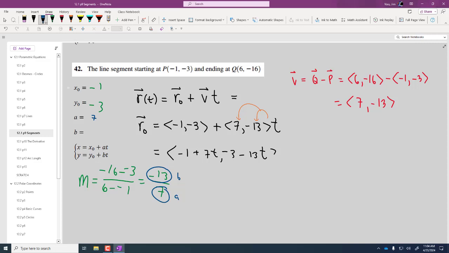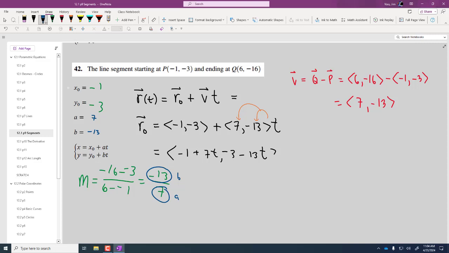So a is 7, b is negative 13. So we do negative 1 plus 7t, and we do negative 3 minus 13t. So either way, you can just sort of remember the parametric equations for a line, or you could create them with this vector idea.